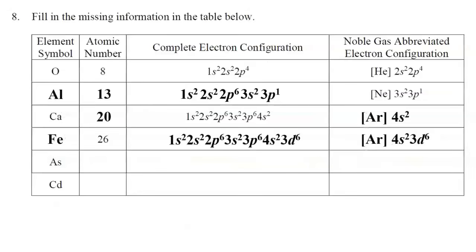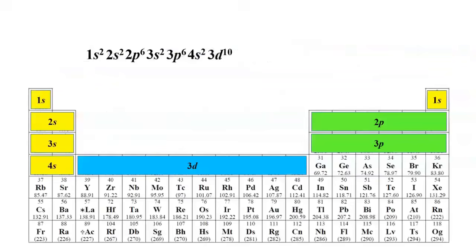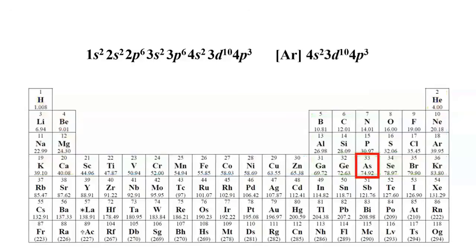And our last two elements in this table are arsenic, As, and cadmium, Cd. Let's go find arsenic on the periodic table. That would be atomic number 33. So after the 3d10, it would be 4p, 1, 2, 3. So there is arsenic's complete electron configuration: 1s2, 2s2, 2p6, 3s2, 3p6, 4s2, 3d10, and 4p3. We put argon in brackets, followed by the last portion of the electron configuration, 4s2, 3d10, 4p3.